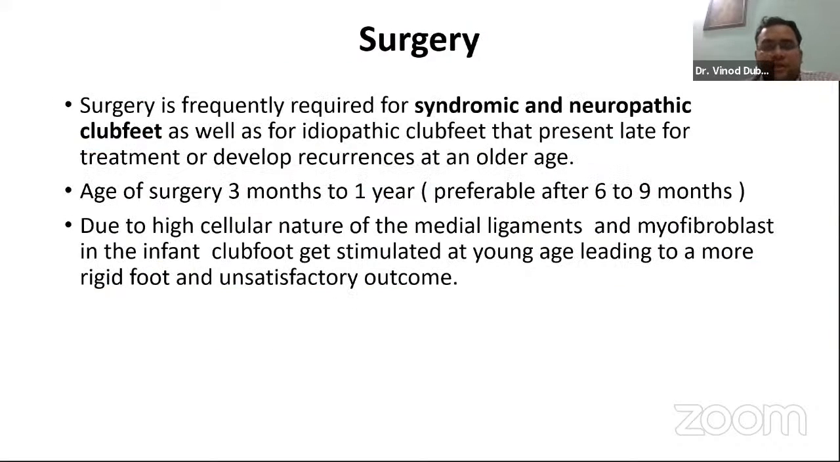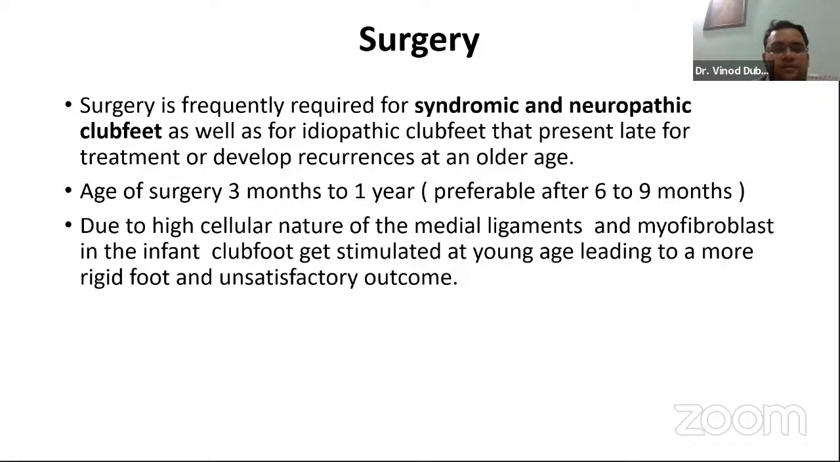And surgery nowadays in the Ponseti era, it is very uncommon where we do full-fledged posterior medial release surgery in idiopathic type of clubfoot. I'm not talking about syndromic or neuropathic. Syndromic and neuropathic are different clubfeet. I'm talking about idiopathic. It is around less than 5% nowadays where we do full posterior medial release type of surgeries. And normally we prefer, and if it is syndromic clubfoot, normally surgery I try and do before less than 1 year.